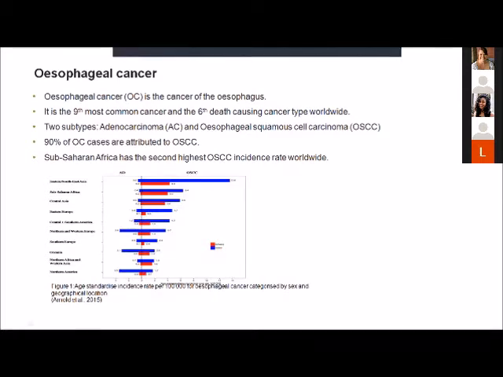This figure shows the age standardized incidence rate for esophageal cancer categorized by sex and geographical location. Also, OSCC is high in males. The blue shows males and the red represents females.